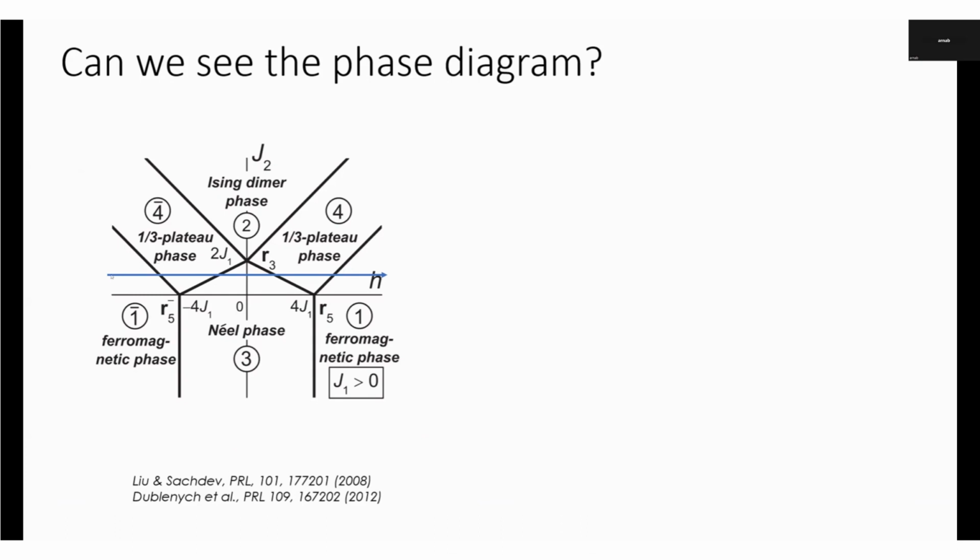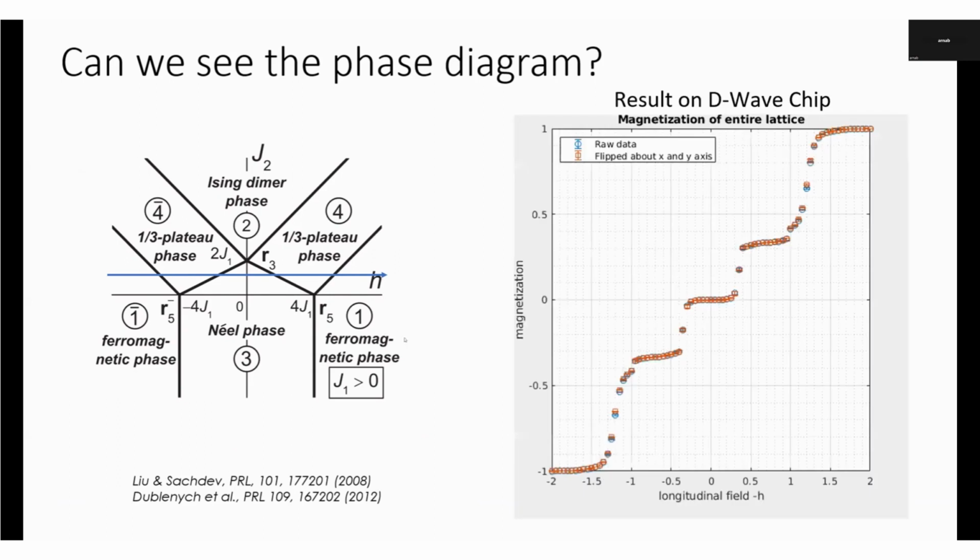So what we did was that we did an annealing right along that line. You should be able to go from the ferromagnetic phase to the 1/3 phase, through the Neal phase, back to the 1/3 phase and to the ferromagnetic phase. The question is, can we see that using the D-Wave machine? And this is the result from a D-Wave chip. And what we find is that that's exactly what we see.